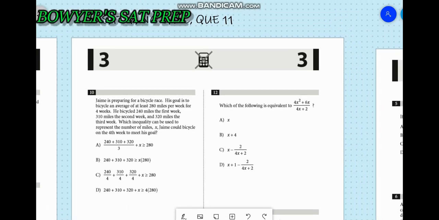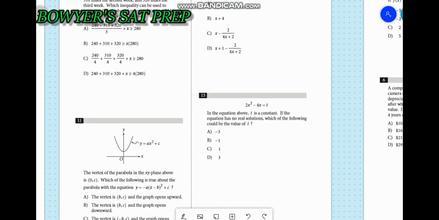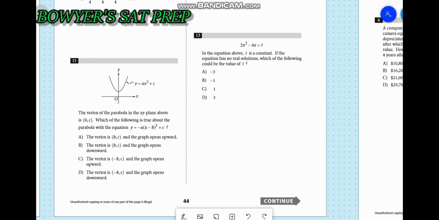So this is SAT practice test 6, new calculator question 11. So we are following the parabolas, and then let's see if we can do something about it. So we go to another vertex form. So you see how they manipulate the questions. Vertex, quadratic. So it's the same thing. So the vertex of the parabola in the xy plane above is (0, c), right? So they're given as a vertex. Which of the following is true about the parabola with the equation y equals negative a times (x minus b) all squared plus c, right? So they said A, the vertex is (b, c) and the graph opens upward.